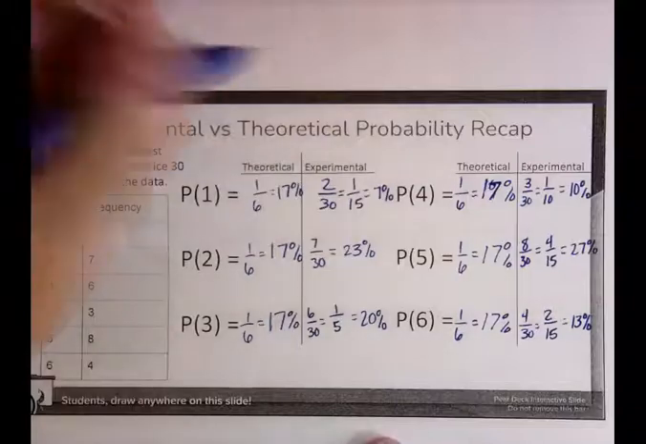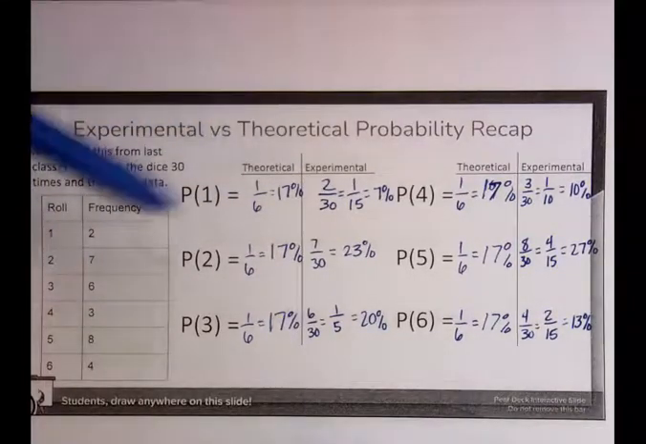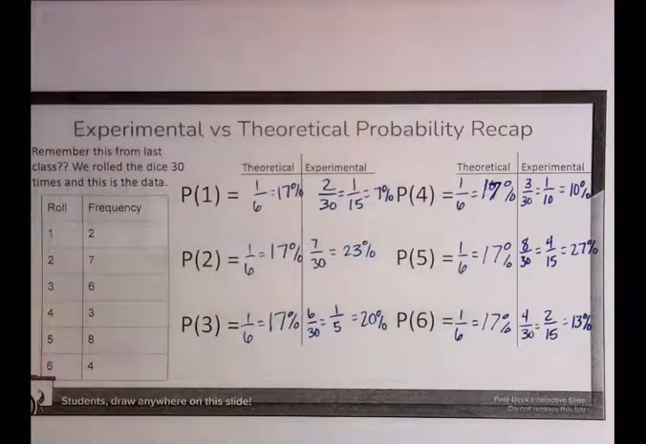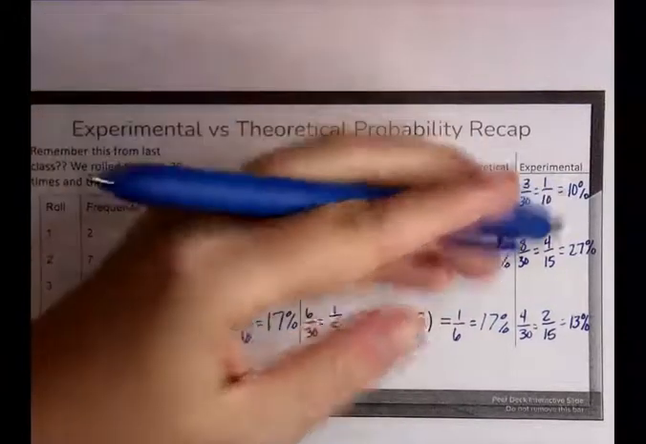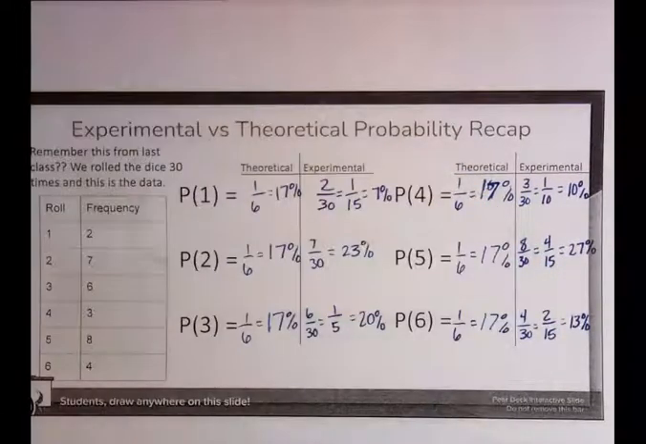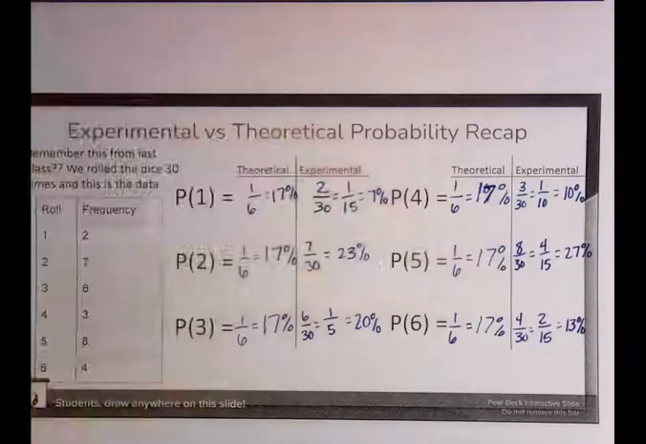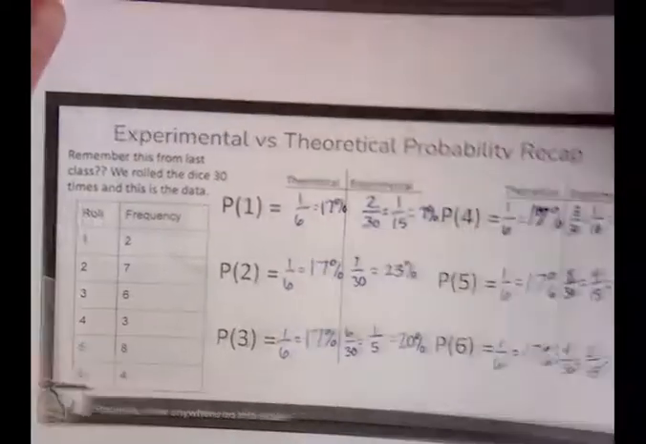Okay, so this just shows you how you can compare the theoretical to the experimental. Theoretically, you'll roll each one of these around 17% of the time. But if you notice, you never actually rolled any of them 17% of the time. 3 of them, you rolled less than 17. The other 3, you rolled more than 17% of the time. Okay, so that was a little recap from last time.